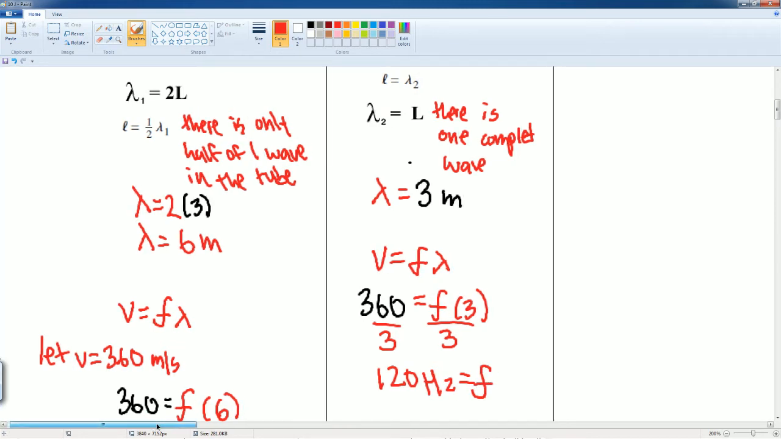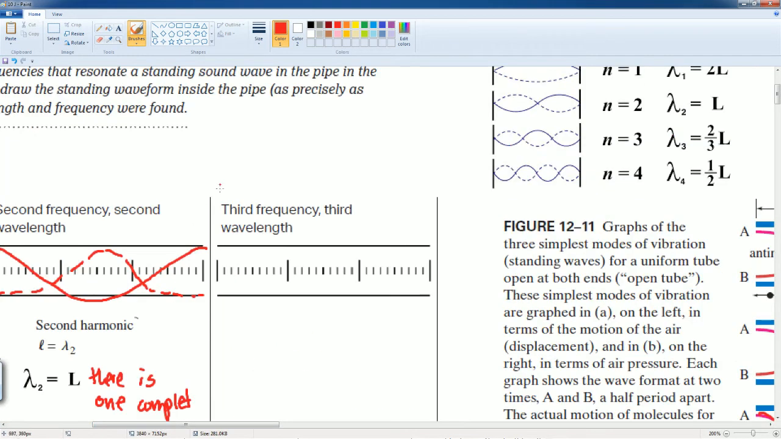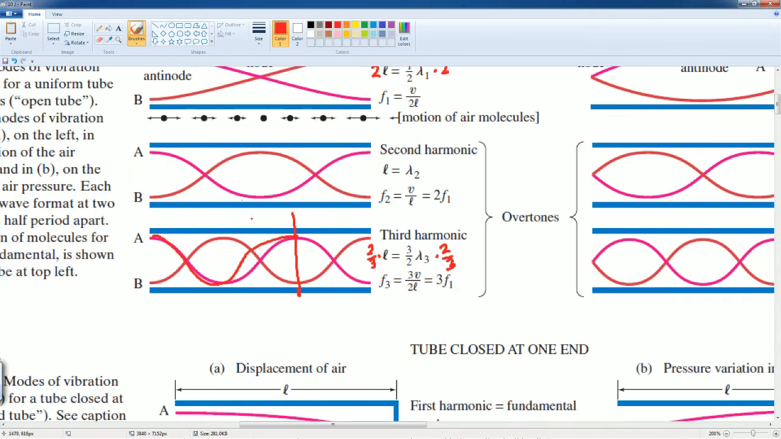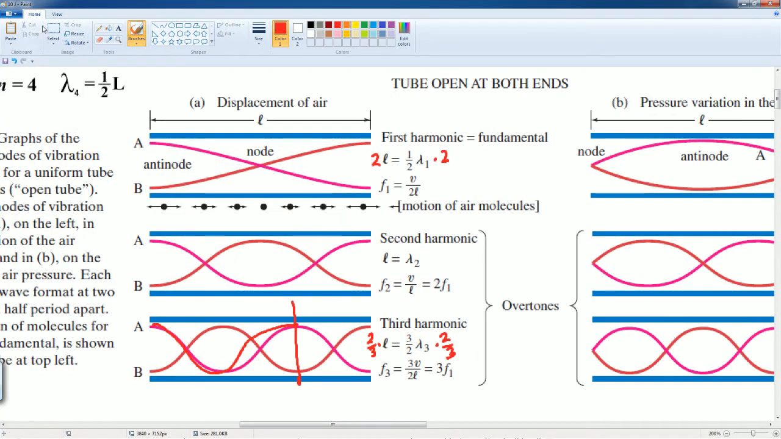All right, and the last one, this is the third frequency. The third frequency is going to be called the third harmonic, and we have it right here.